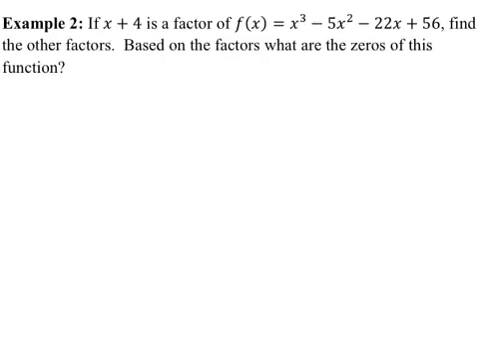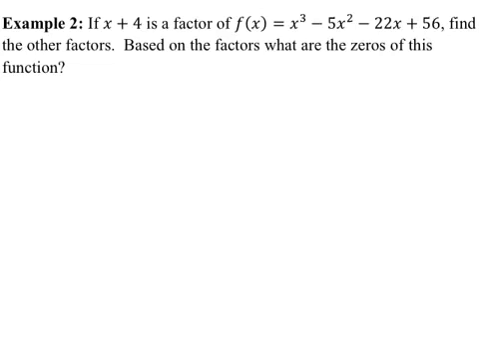So this second example says the following: if x plus 4 is a factor of f of x equals x cubed minus 5x squared minus 22x plus 56, then find the other factors. So we have one factor, we want to find the others. Now, based on the other factors, what are the zeros of this function?